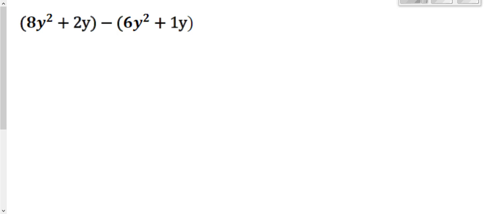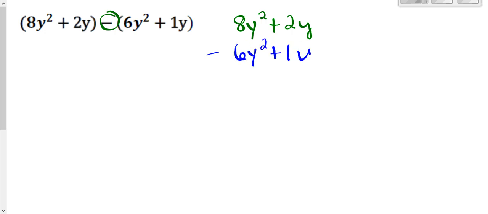Okay, so let's look at our adding and subtracting station. I choose to take my two binomials and actually stack them if I'm subtracting them and place a subtraction. So I have 8y squared plus 2y, and I want to subtract 6y squared and 1y.